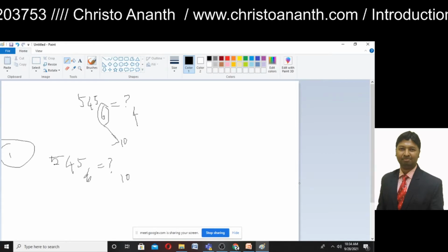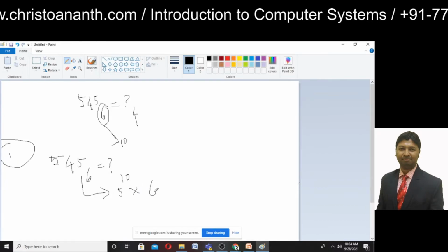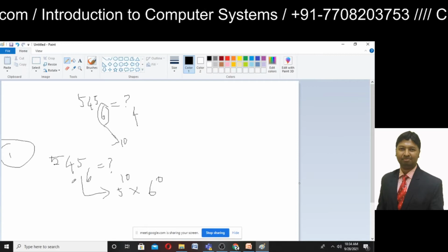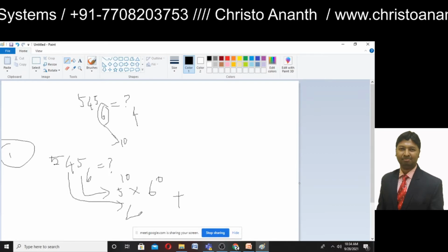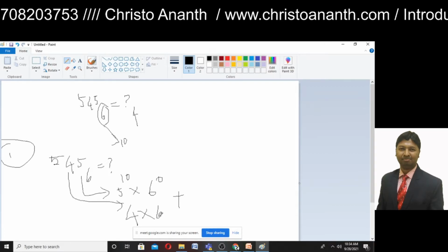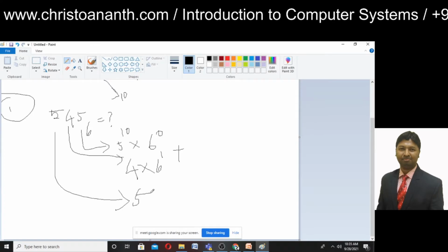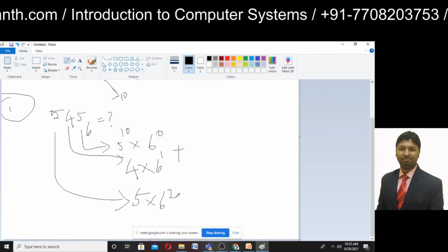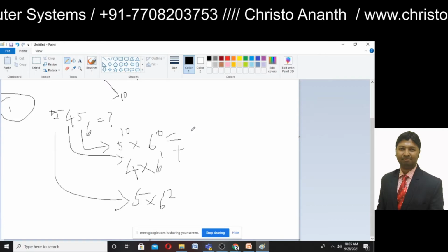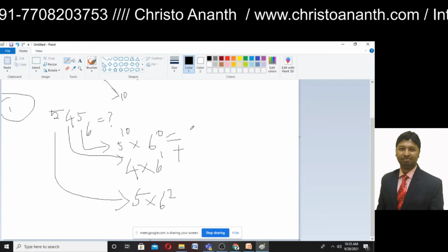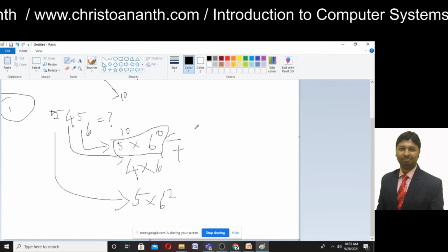What do you do? 5 multiplied by 6 power 0, plus 4 multiplied by 6 power 1, plus 5 multiplied by 6 power 2. So what is 5 multiplied by 6 power 0?